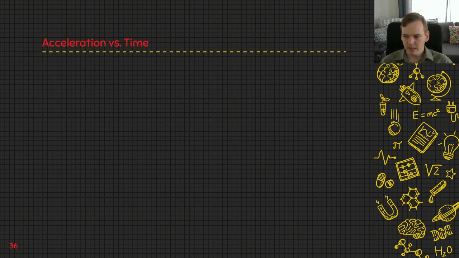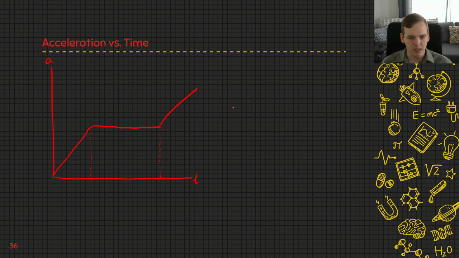Then finally, acceleration versus time. You might have some guesses as to how this would work. I would challenge you to pause and take a second to think, what would the slope mean, if anything? What would the area mean, if anything? So in this case, the slope doesn't mean anything because we haven't talked about anything that is change in a divided by change in t.